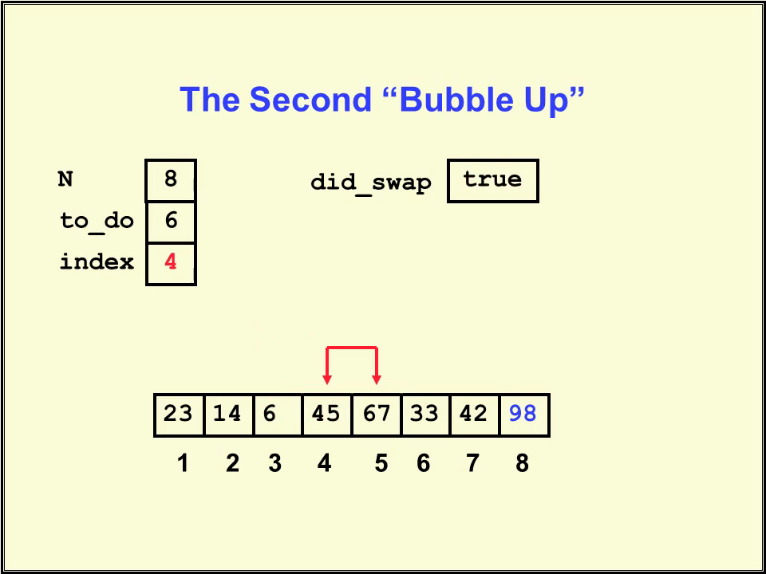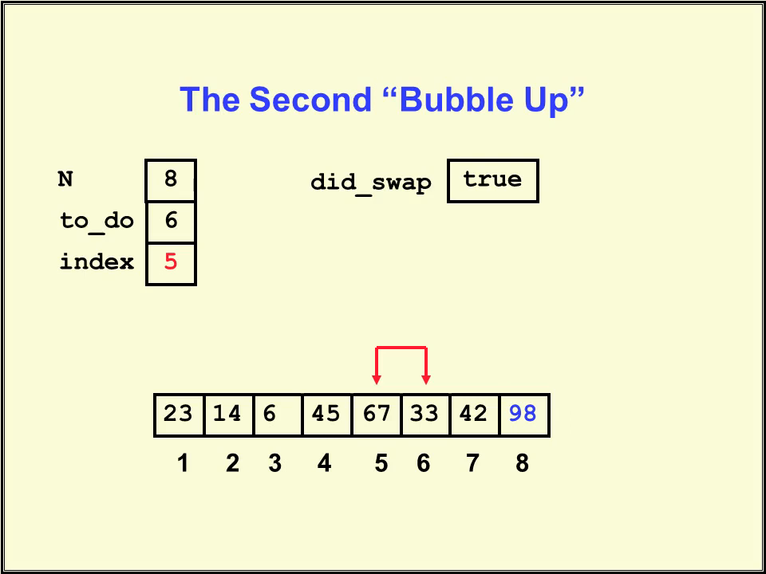After that we go to the fourth index value. Again at the fourth index the value is 45, so we check whether 45 is greater than 67. The condition is false, so no swapping will occur, so the index values will not be changed. After that we go to the fifth index. So at the fifth index the value is 67. 67 is compared with 33.